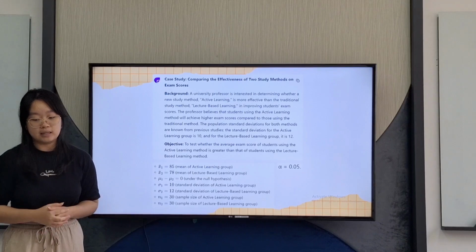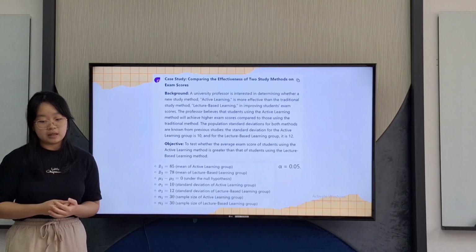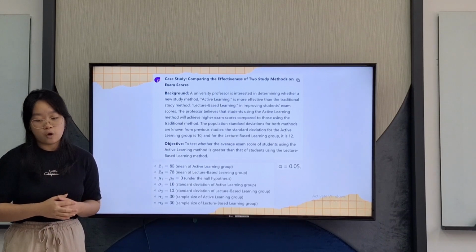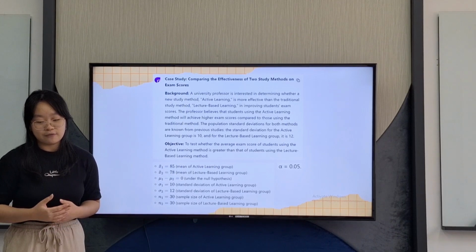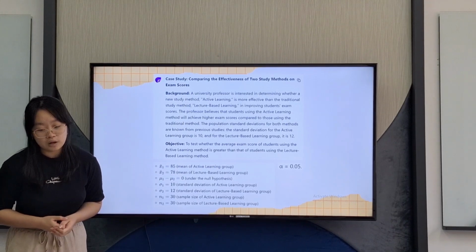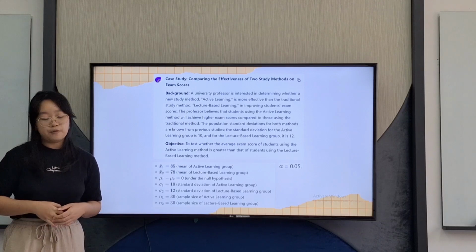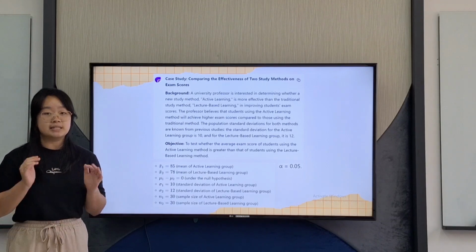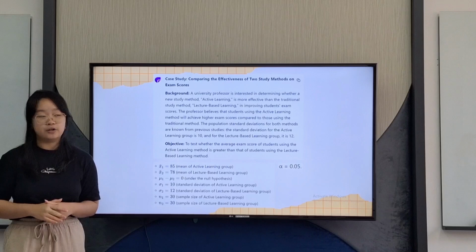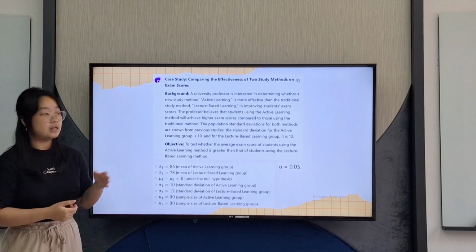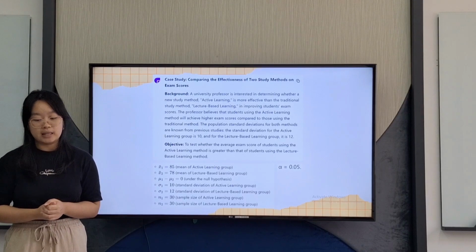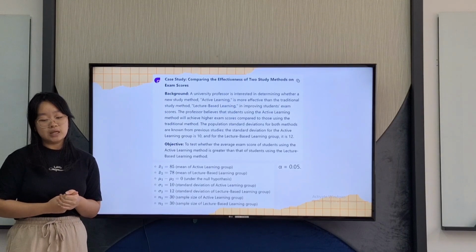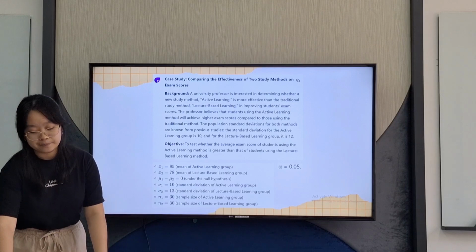The professor believes that using the active learning method will achieve higher exam scores compared to those using the traditional method. The population standard deviations for both methods are known from previous studies. For the active learning group, the standard deviation is 10, and for the lecture-based learning group it is 12. And here, the objective is to test whether the average exam score of students using the active learning method is greater than that of students using the lecture-based learning method.